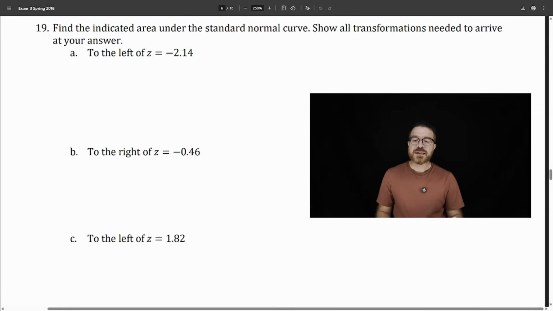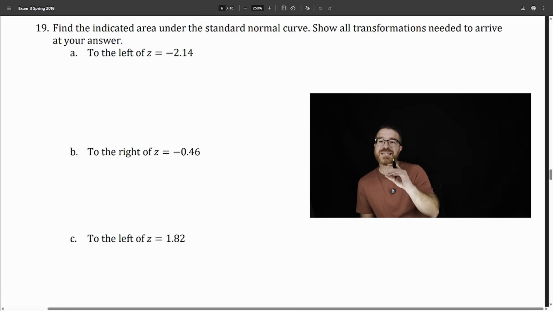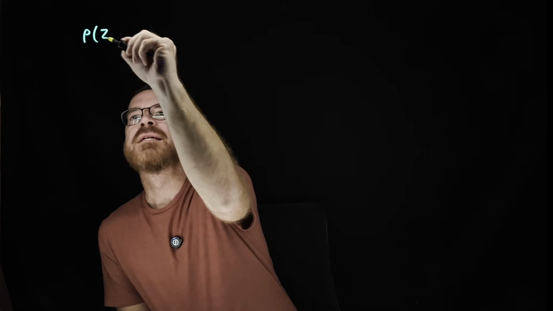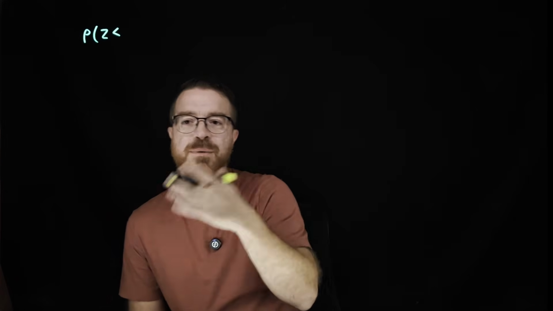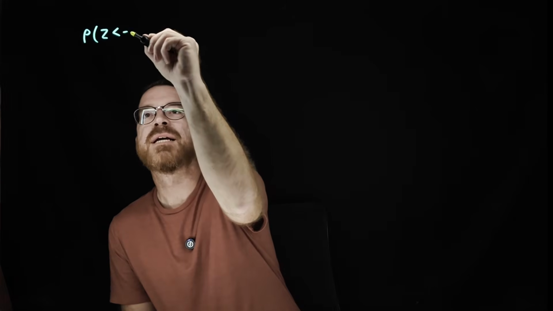Problem 19 says to find the indicated area under the standard normal curve and then show all transformations needed to arrive at your answer. And then from there, we'll find our probability. So for part A, it says to the left of z equals negative 2.14. So this means that we're looking for the probability that z is less than, because that would be to the left, of negative 2.14.